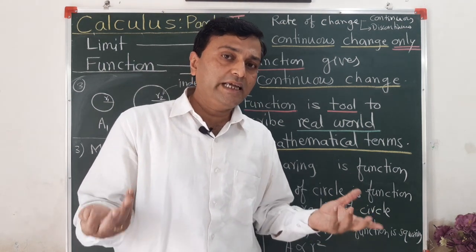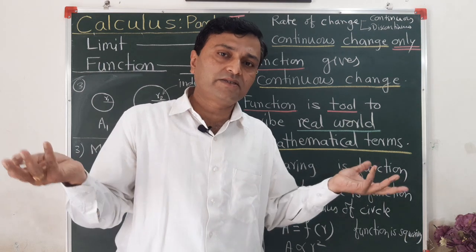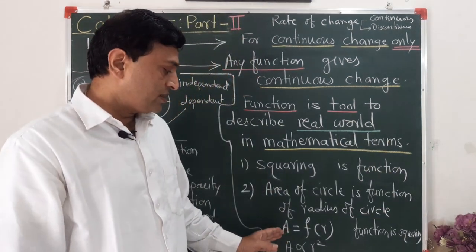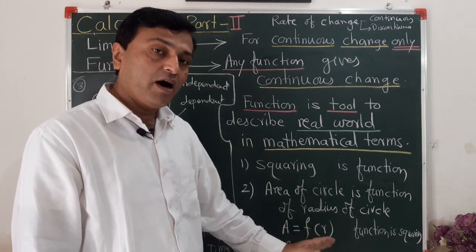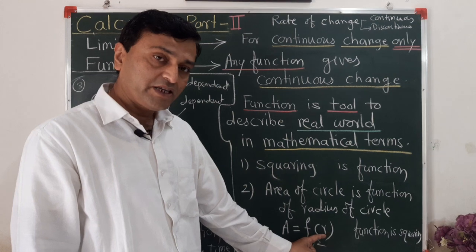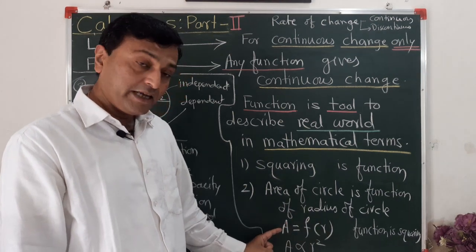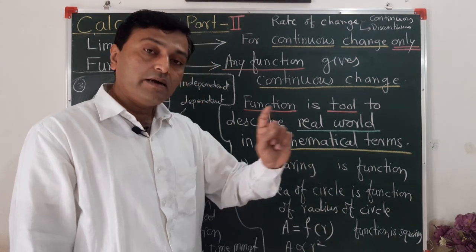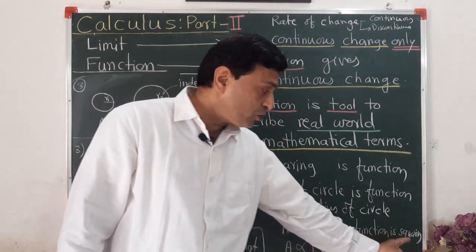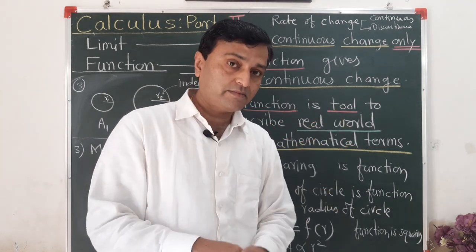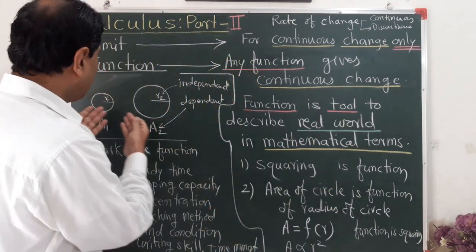Then that area of circle has no chance to follow the rule pi r square. Means A is a function of r. Area of circle is a function of the radius of the circle. Area of circle depends on radius by this squaring rule. That is a function. You can observe here.